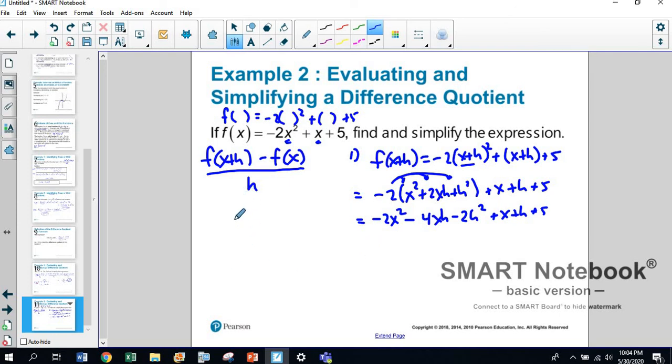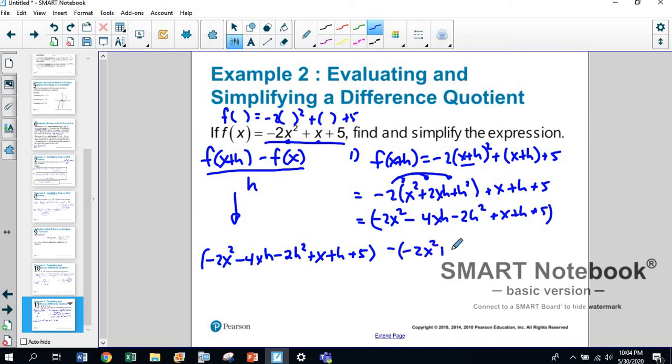And so if we go to this formula now, we get all of this. This is just f of x plus h, right? So we get f of x plus h, all this stuff, plus x plus h plus 5, and then we get minus the group f of x, which is just this, negative 2x squared plus x plus 5, all of that over h.